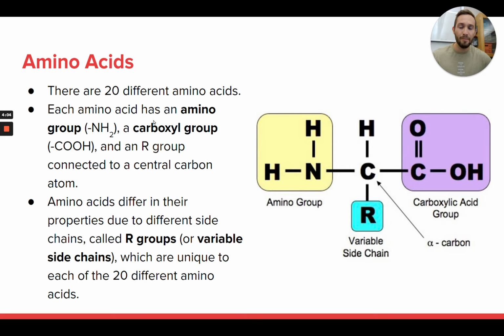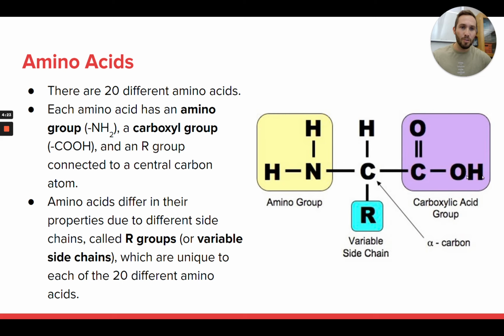In an amino acid, every amino acid is going to have an amino group, which is this guy, a carboxyl group, and something called an R group, all attached to a central carbon, which we call the alpha carbon or the central carbon. So attached to the central carbon is an amino group, and then there's a carboxyl group, and then there's something called an R group.